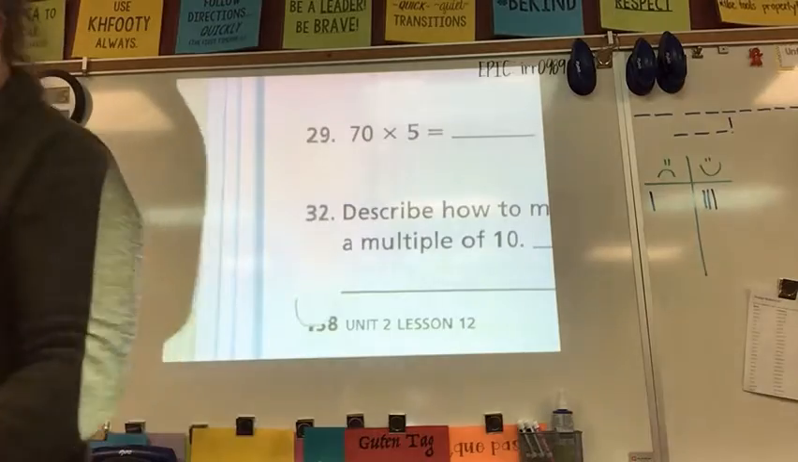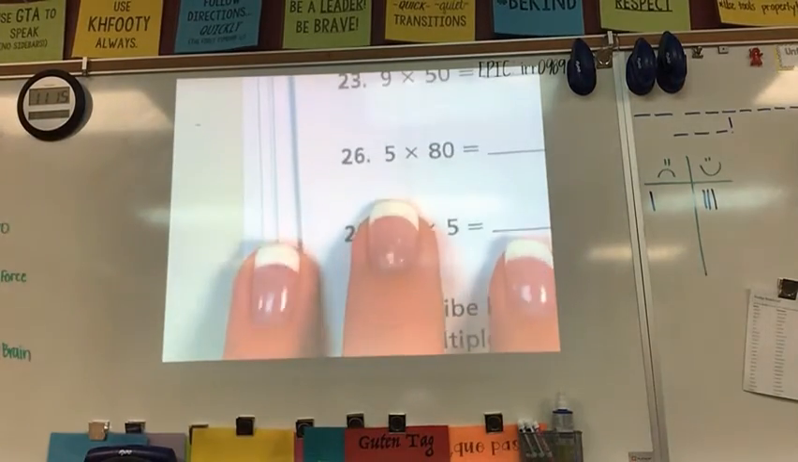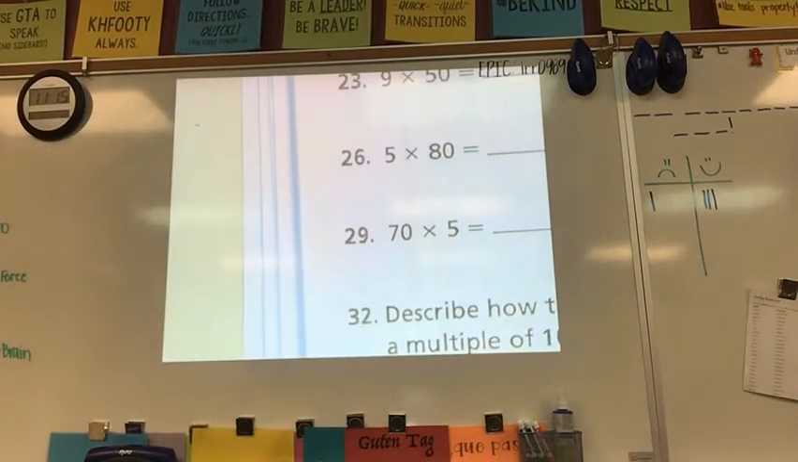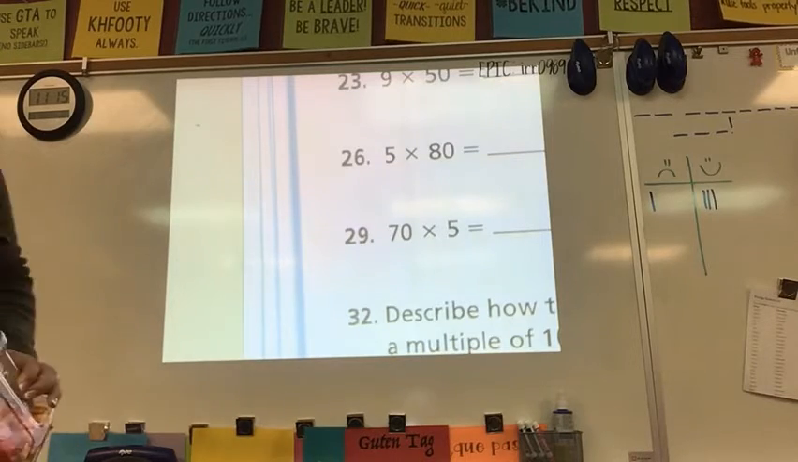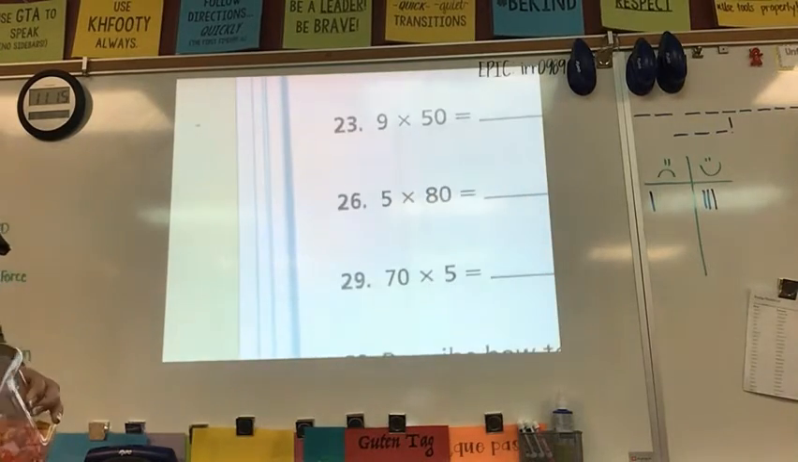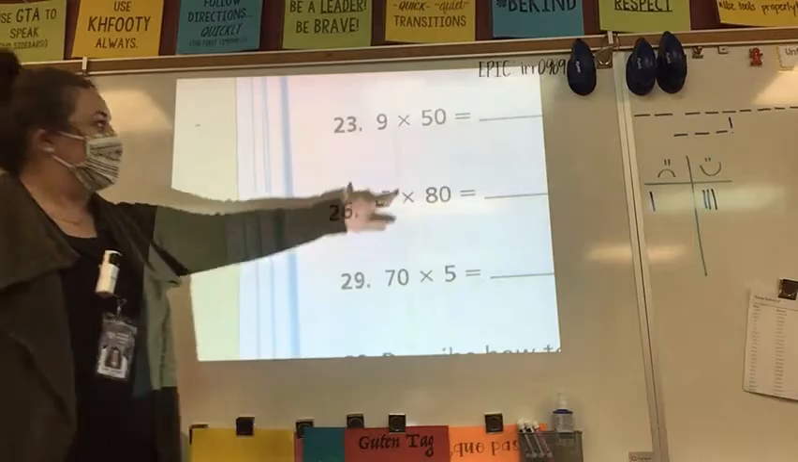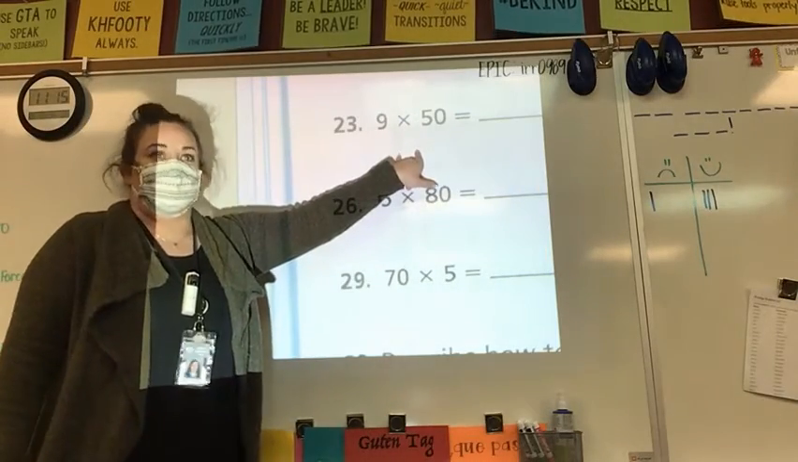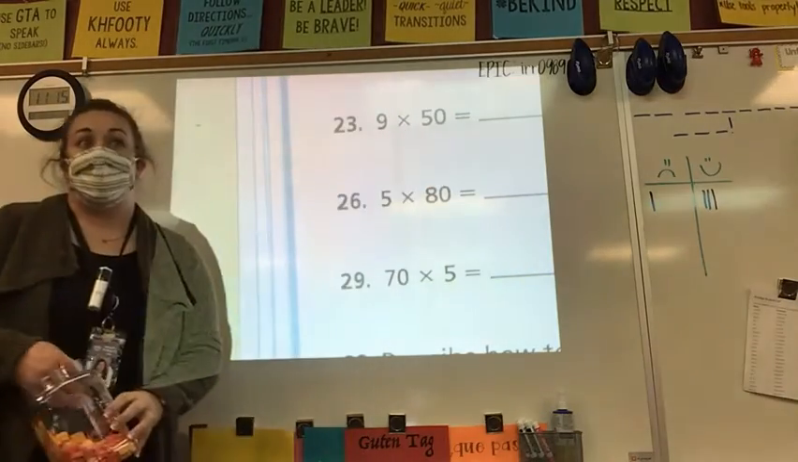Very good. Hendrix, 5 times 80. Good. 5 times 8 is 40 with the extra 0 is? Yes, 400. Olivia, 9 times 50. 9 times 5 is 45. With the extra 0, it is 450.